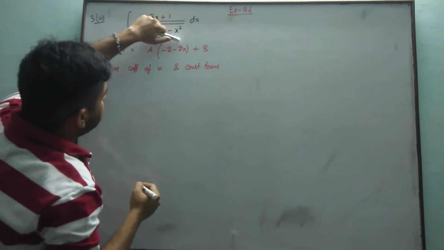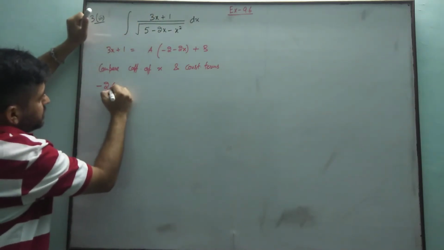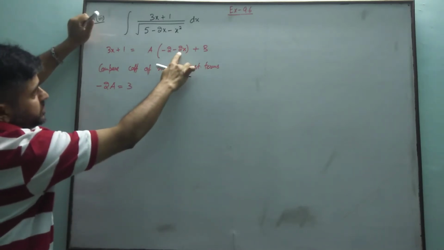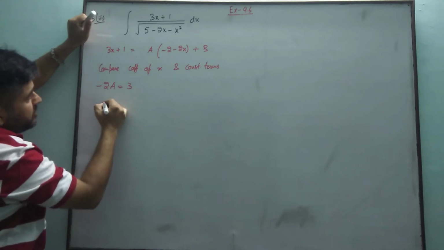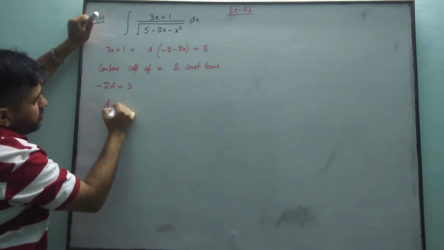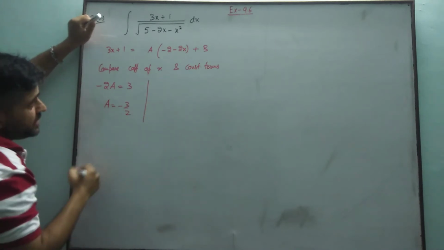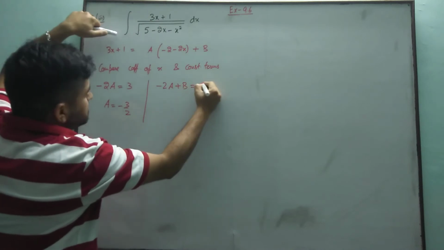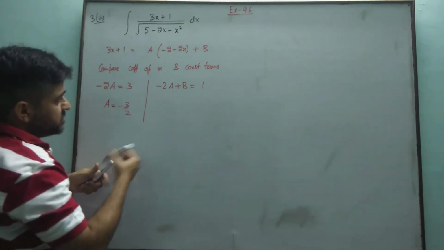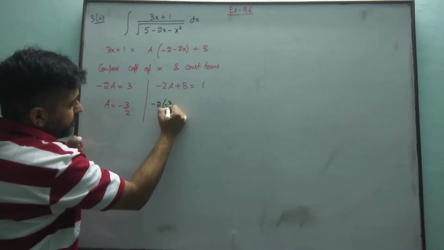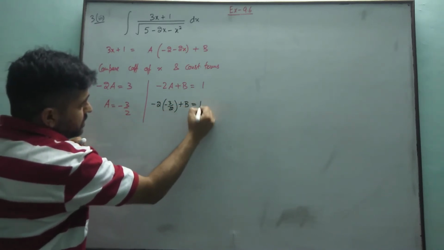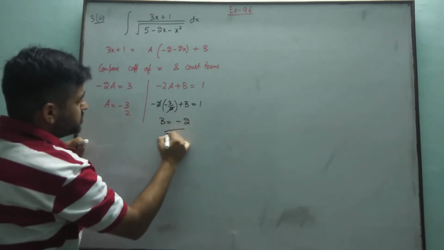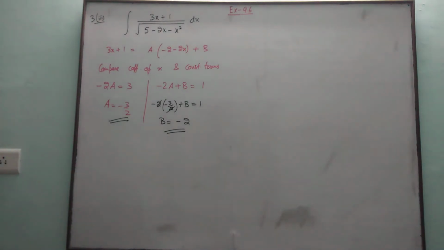Coefficient of x here is minus 2a, is equal to 3. X here is this only, so it is minus 2a, and here it is 3. We got a is equal to minus 3 by 2, and for the constant term, minus 2a plus b is equal to 1. A is equal to minus 3 by 2, so plus 3, b is equal to 1 minus 3, that is minus 2. So we got a and b here.